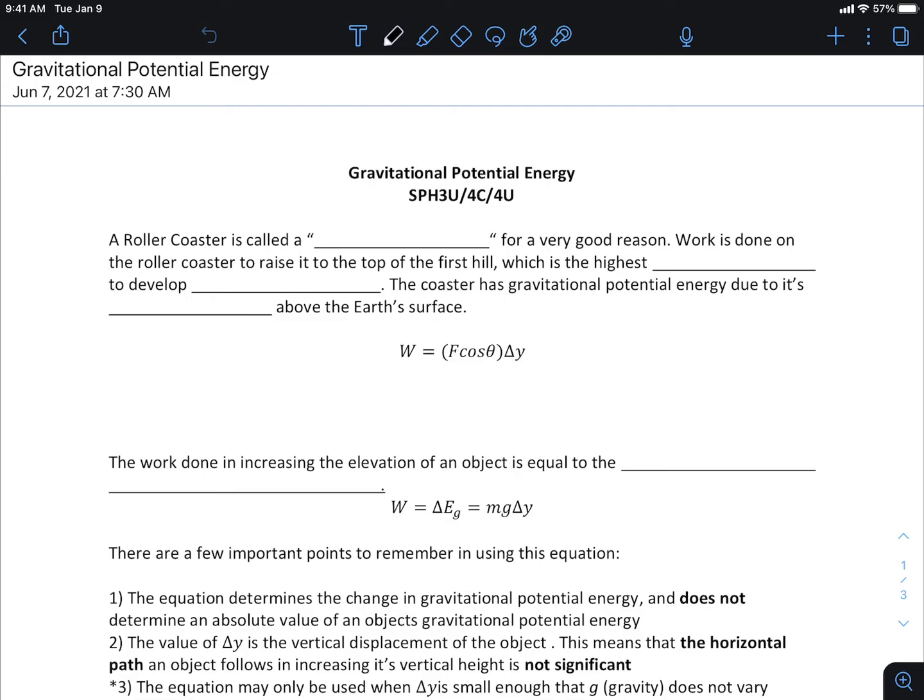Okay, so what this equation does is it puts into math what we saw in that video, where things were rolling uphill almost. And it's a change in the potential energy that we see. So a roller coaster, and this is what I was alluding to when we first started this unit, is typically referred to as a gravity ride. Work is done on the roller coaster to raise it to the top of the first hill, which is the highest potential energy, right?